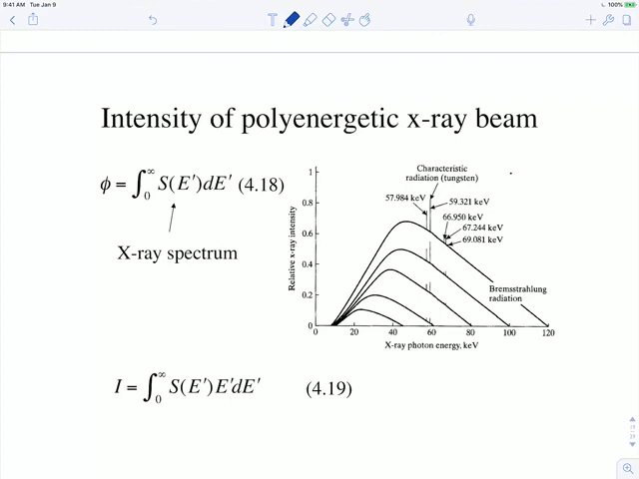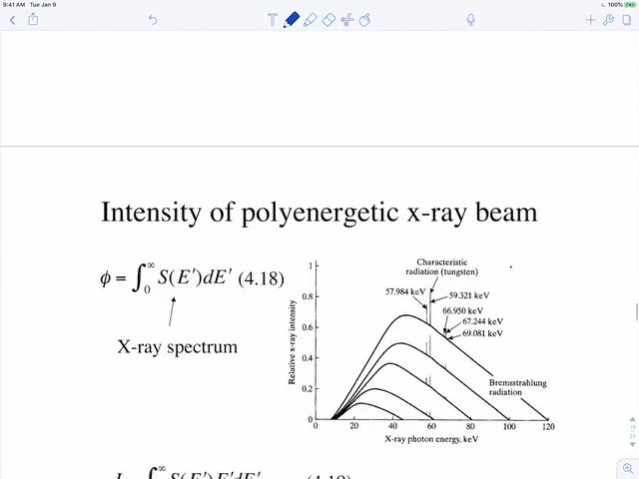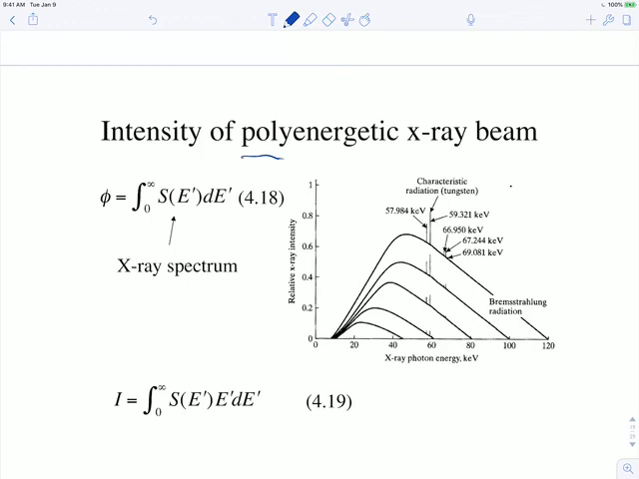So the intensity of an X-ray, you can either look at a single energy, or you can integrate over a band of energies. And so that's the difference between what's called monoenergetic and, for example, what we're talking about here, polyenergetic, which just means you're looking at many energies, whereas monoenergetic means you look at just one energy.